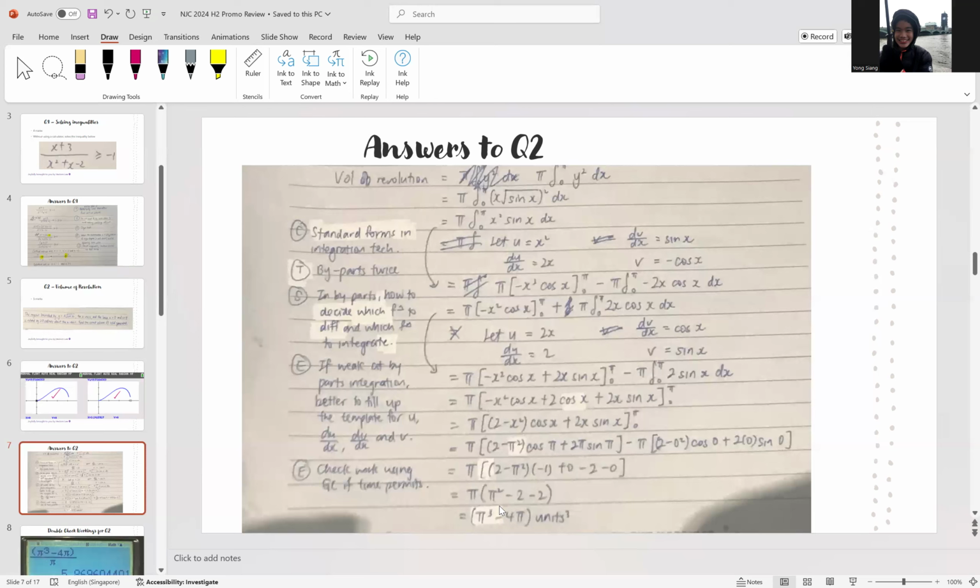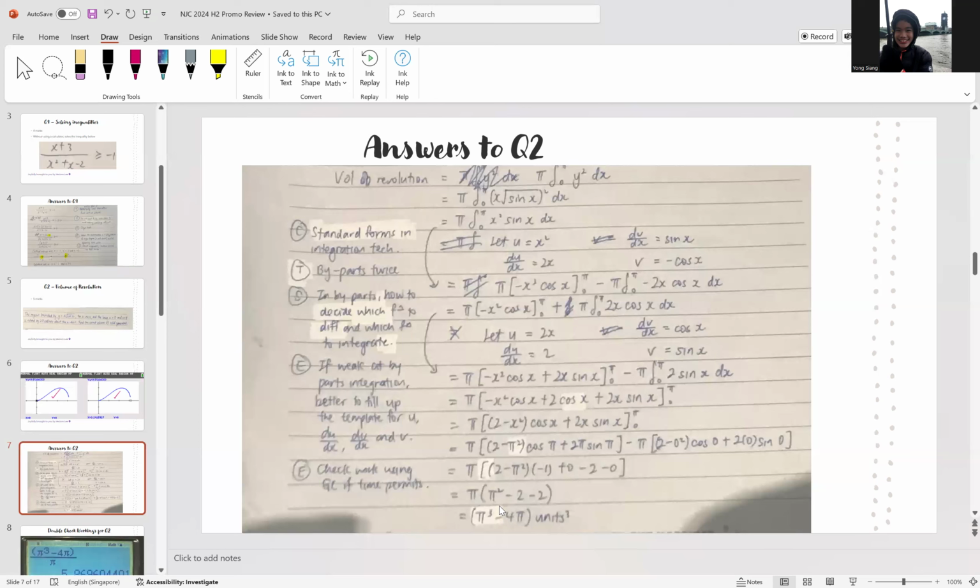Then after that, I also want to talk about this. After you finish right here, I'm going to fill up the by parts template. So uv minus integral of v du. This formula says that basically uv minus integral of v du, where u is the original u function, so we fill in x squared, and v is the integrated function of dv dx.